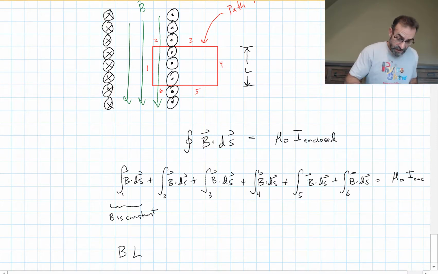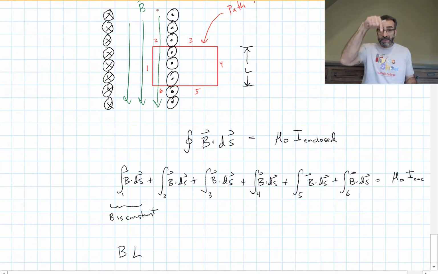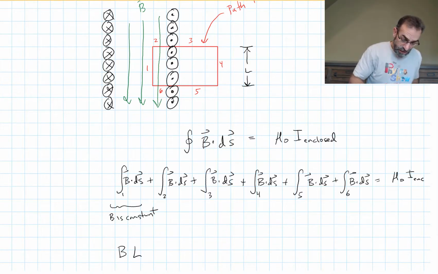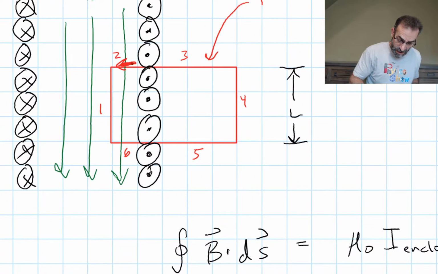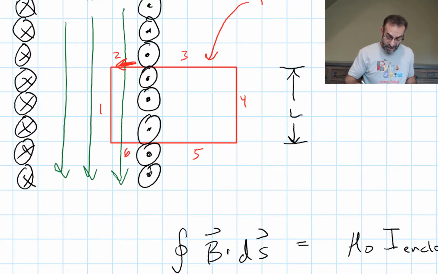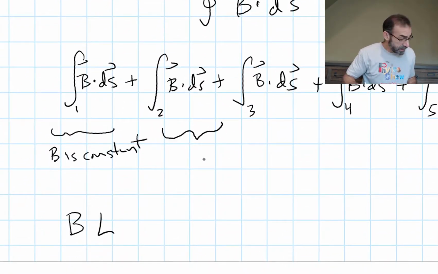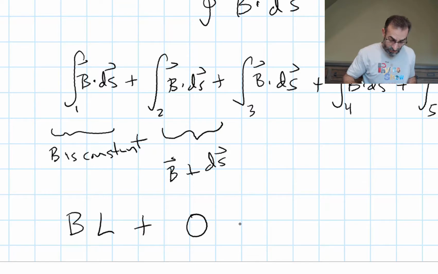For side 2, that's this side right here, my magnetic field points toward the bottom of the page. I'm going to go around my loop in the counterclockwise direction, so ds would point to the right. ds points to the right, magnetic field points down. They are 90 degrees apart, so the cosine is 0. The dot product yields 0. For side 2, B is perpendicular to ds, so we get 0 for that side.